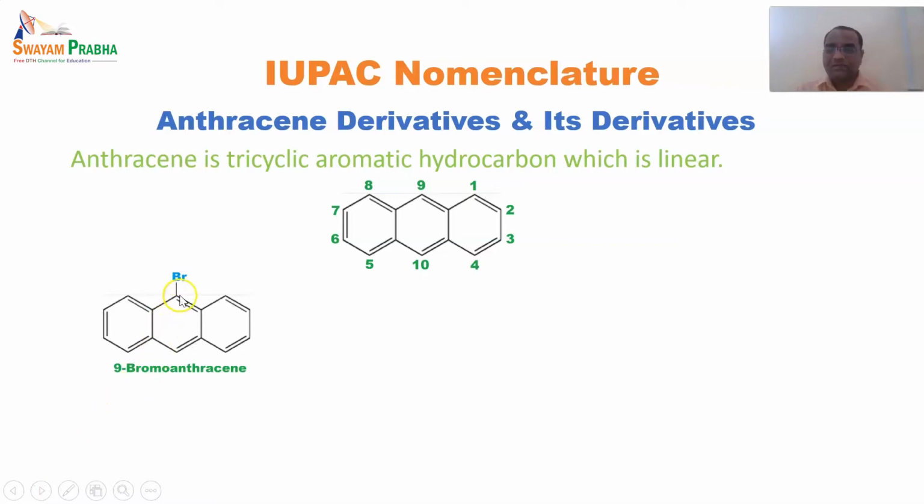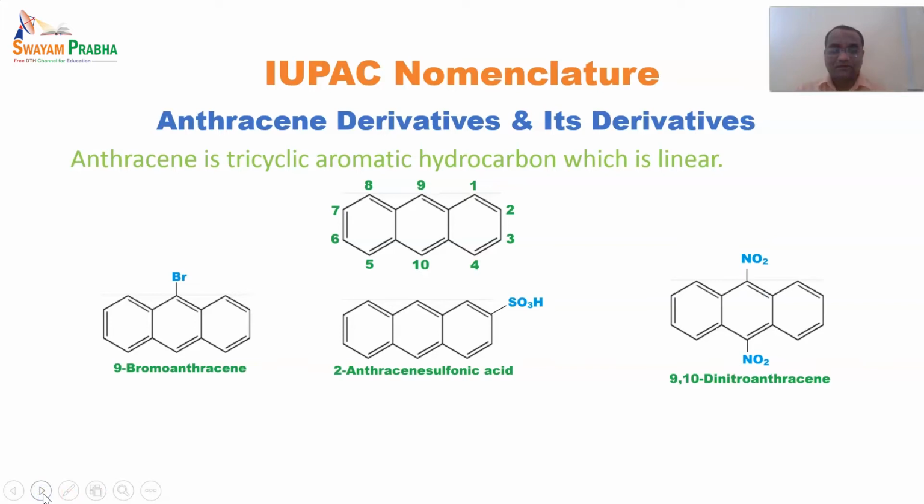Bromine is substituted at the 9th position, so it is 9-bromoanthracene. Sulfonic acid has been substituted at the 2nd position, so it is 2-anthracene sulfonic acid. Nitro groups have been substituted at the 9th and 10th positions, so di referring to 2 nitro groups, it is 9,10-dinitroanthracene.